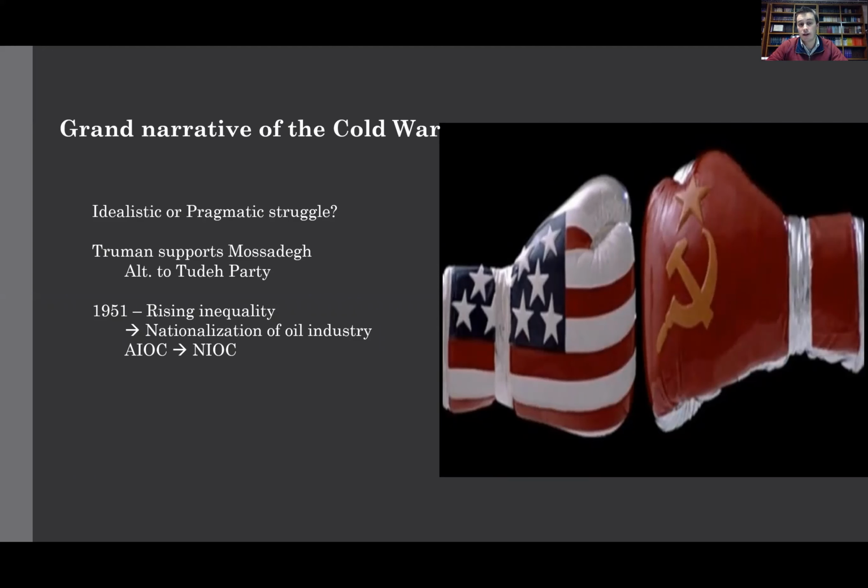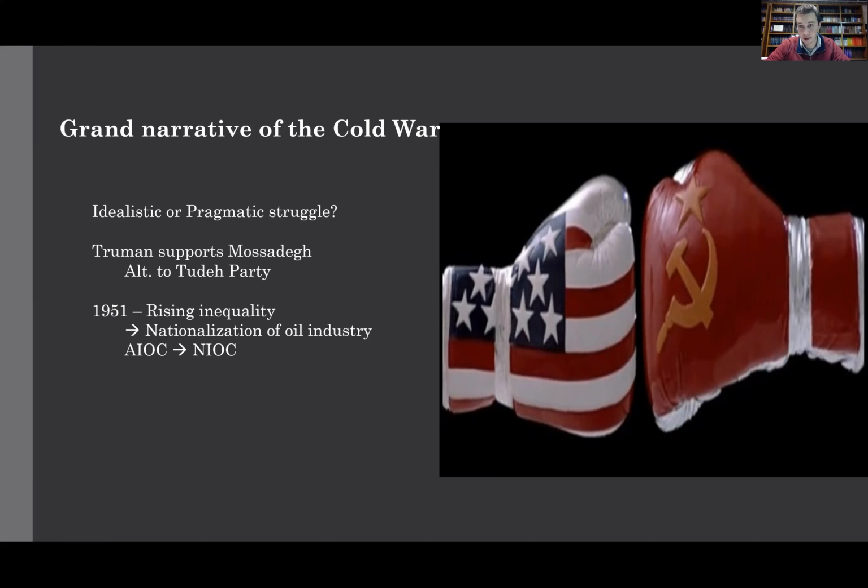And so initially, in 1951, in Iran, they're observing a rising inequality between the British, who still own pretty much everything in Iran. And the parliament votes to nationalize the oil industry, and the Anglo-Iranian Oil Company becomes the National Iranian Oil Company. And then Mossadegh is declared the prime minister. And initially, Truman supports Mossadegh.